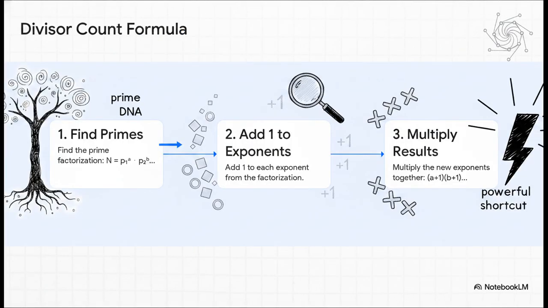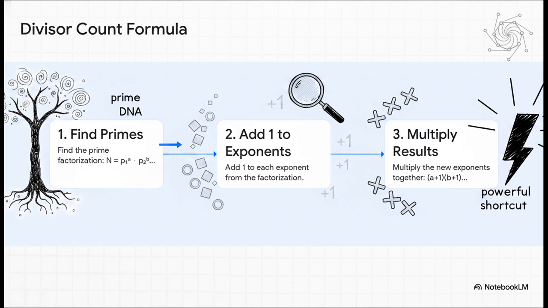Now, what's really cool is we can use that prime DNA to do some other neat tricks, like figuring out how many divisors a number has without the pain of listing them all. Let's take 360 again. Its prime DNA was 2 cubed, 3 squared, and 5 to the power of 1. The formula is crazy simple. Just look at the exponents, 3, 2, and 1. Add 1 to each of them, so that gives us 4, 3, and 2. Now just multiply them together. 4 times 3 times 2 is 24. Boom! 360 has exactly 24 divisors.